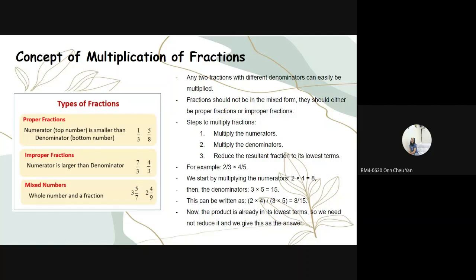For example, 2 over 3 times 4 over 5. We start by multiplying the numerators, which is 2 times 4 equals 8. Then the denominators, 3 times 5 equals 15. Now the product is already in the lowest terms, so we do not need to simplify. The final answer will be 8 over 15. Next.